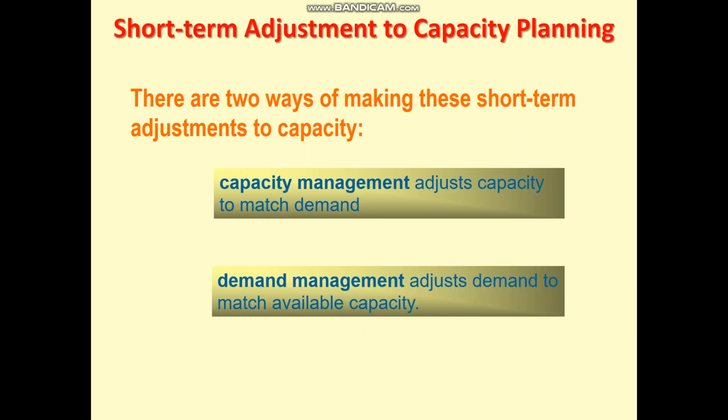And we have two ways to adjust capacity planning. First, we adjust the capacity to match the demand. We call it capacity management. The second one is demand management, where we adjust the demand to match the available capacity. So what is capacity management? What we do is adjust the capacity to match the demand.